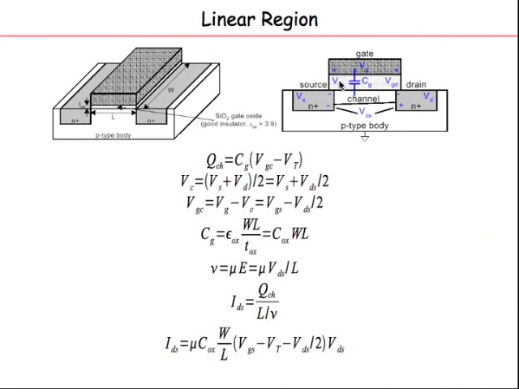Tox is the spacing, that is the thickness of this oxide. Epsilon ox by Tox times area. Epsilon A by D is this capacitance value. What is the area of the plate of the capacitor? This whole thing is the plate of the capacitor, right? L times W is the area. Tox is the distance. So epsilon A by D is this gate capacitance.